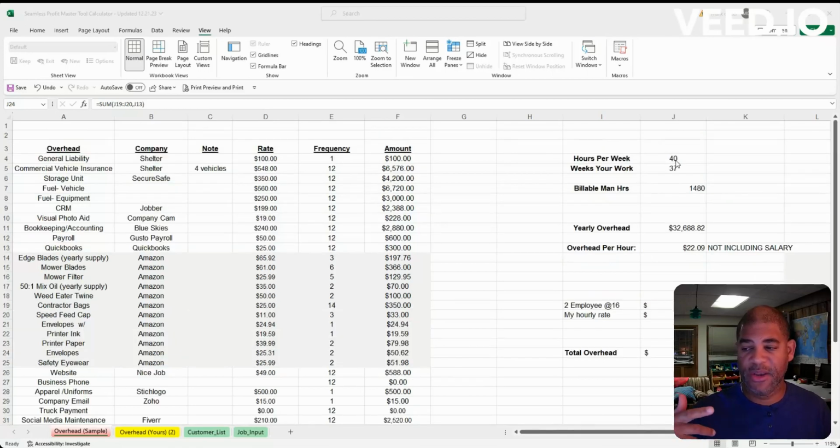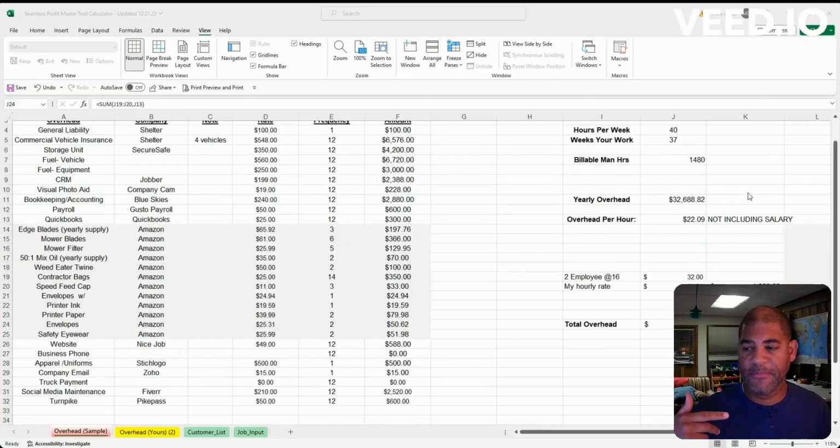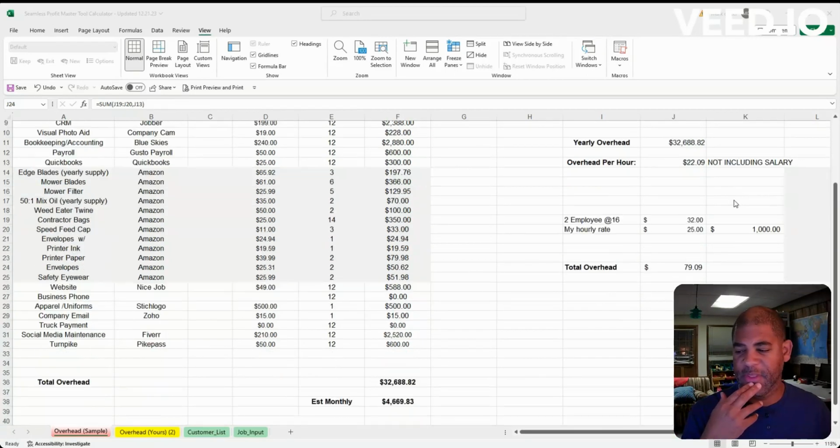And remember, we want to try and keep this down to 40 hours. We don't want to be that person that's working 80 hours a week and our family doesn't get a chance to see us or anything like that, okay? So now that you have $79 an hour in this case, we're going to take this and go over here to this customer list.